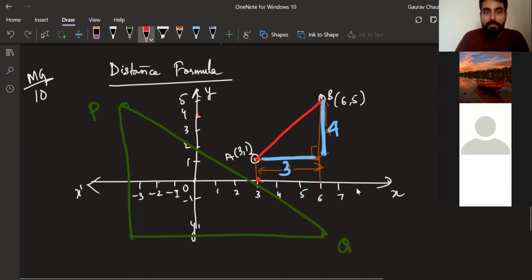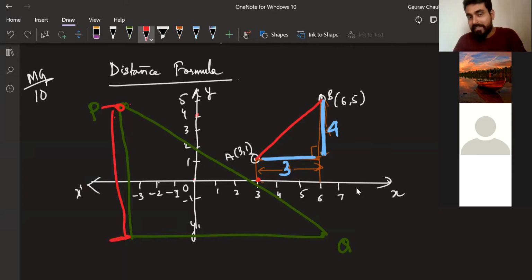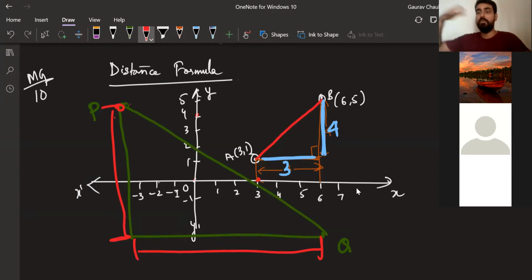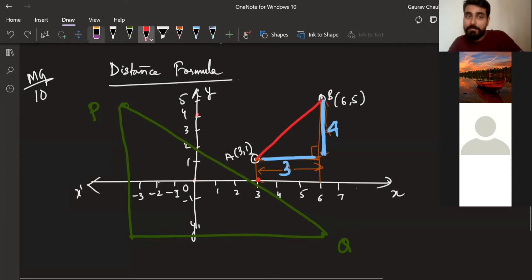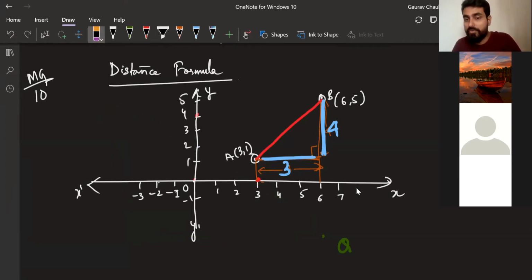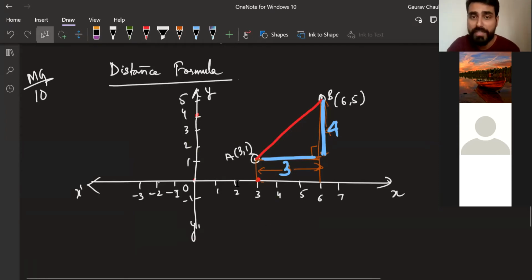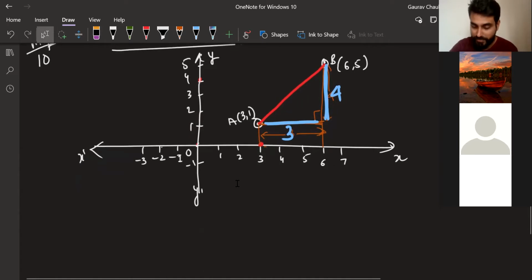To find this, what will I do? I'll again do the same thing. I'll find this length, I'll find this length, and I'll do that square plus this square, and take the root. I'll use Pythagoras theorem and I'll find PQ. So the Pythagoras theorem is enough for us to find the distance between any 2 points on the coordinate plane, and that's what gives us the distance formula.